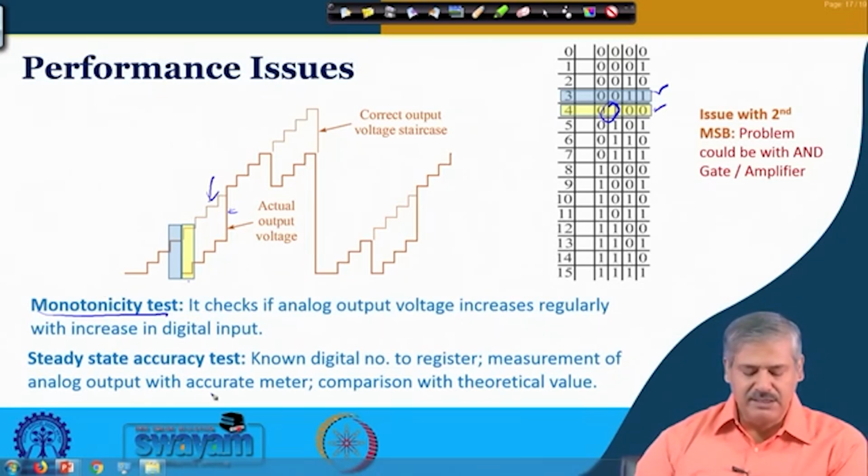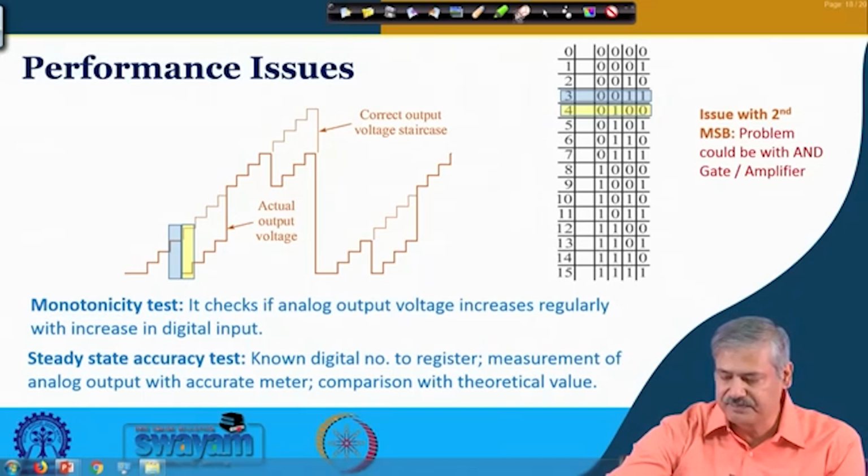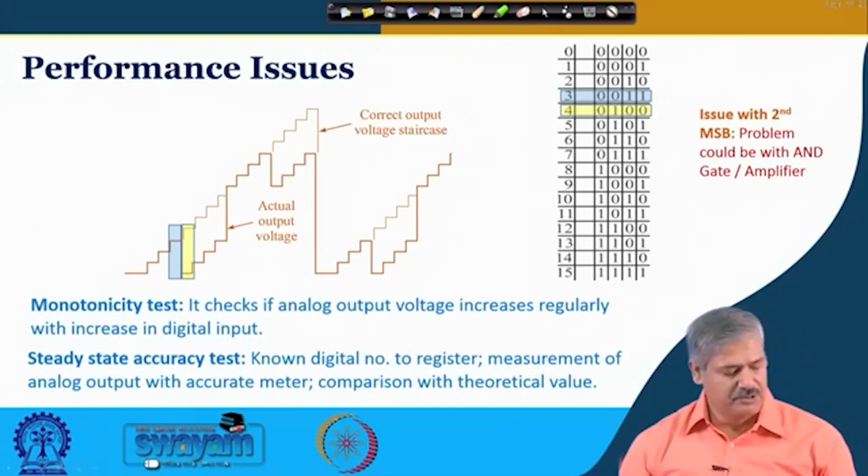Okay. Another test is the steady state accuracy test. A known digital number is given to the resistor network, and you measure the analog output voltage with a steady accurate meter and compare with the theoretical value. Okay. So, that is the accuracy that we have already talked about. Okay. So, these are important things that you perform.